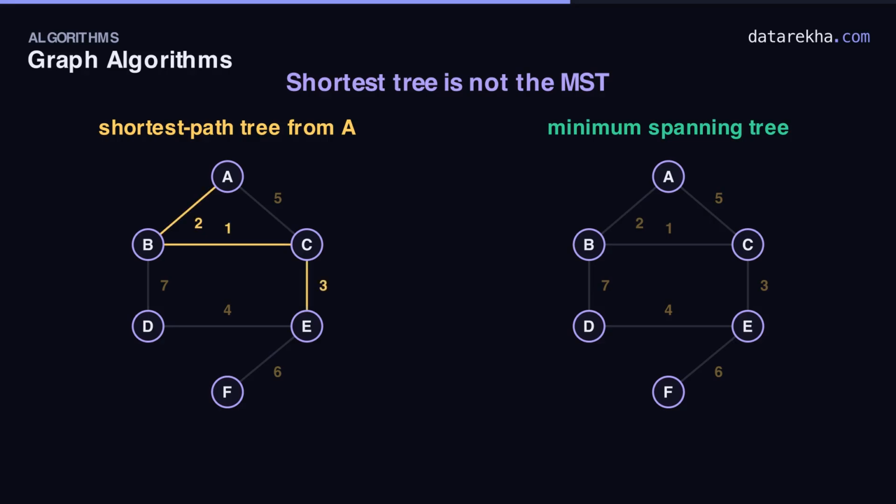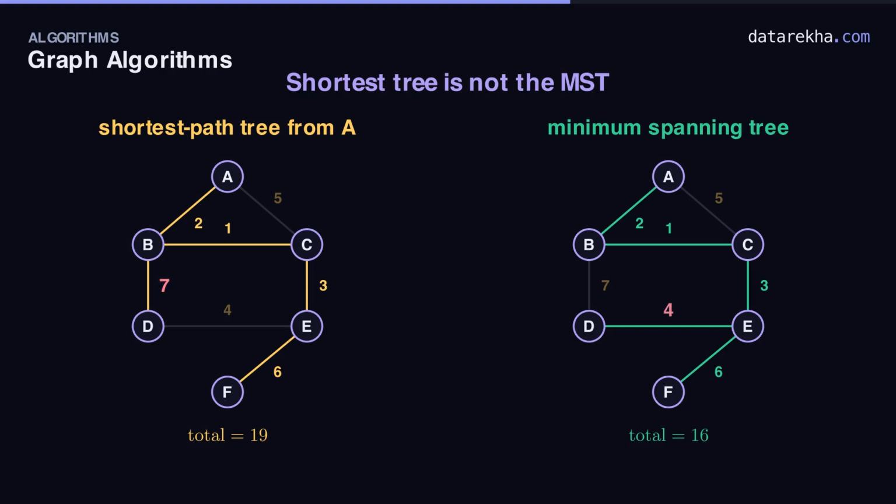On the left, the shortest path tree. The edges Dijkstra used to reach every vertex from A as cheaply as possible. To get to D fastest, it goes A, B, D, using the edge B, D of weight 7. On the right, the minimum spanning tree, smallest total wiring. It does not care about A at all. It reaches D through the cheaper edge D, E of weight 4, and drops B, D entirely.